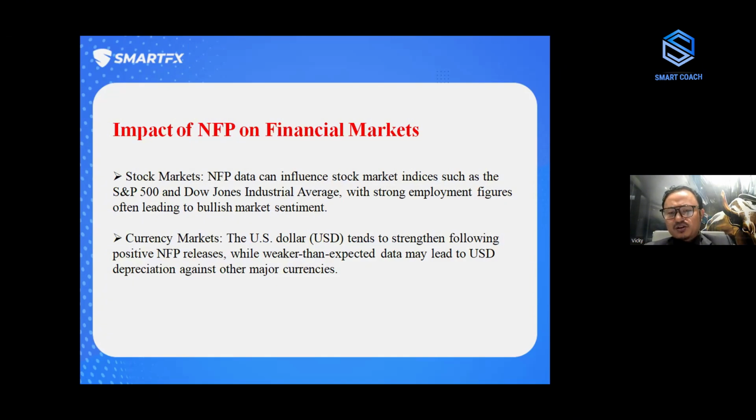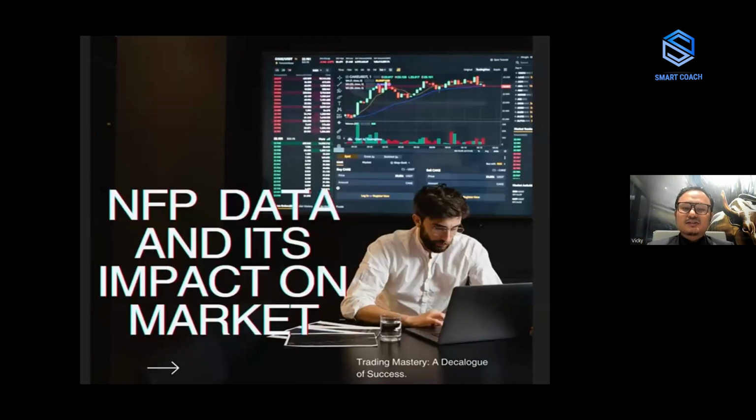However, on the contrary, if the data comes out negative, meaning fewer people are employed, they don't have any money at their disposal, and they can't invest or spend money in the economy. Thus the economy contracts, it shrinks, and the currency of the country goes down. It's as simple as that. So that is NFP data and its impact on the market.